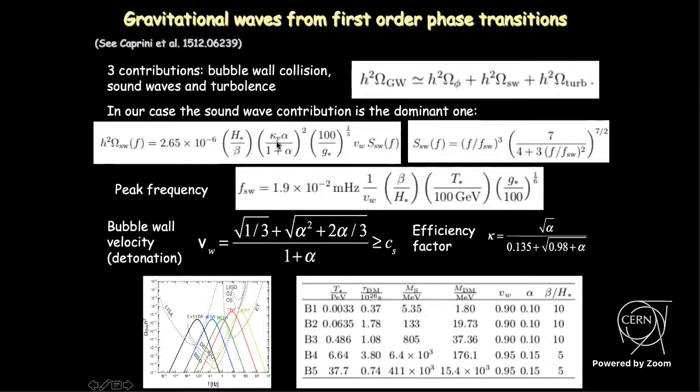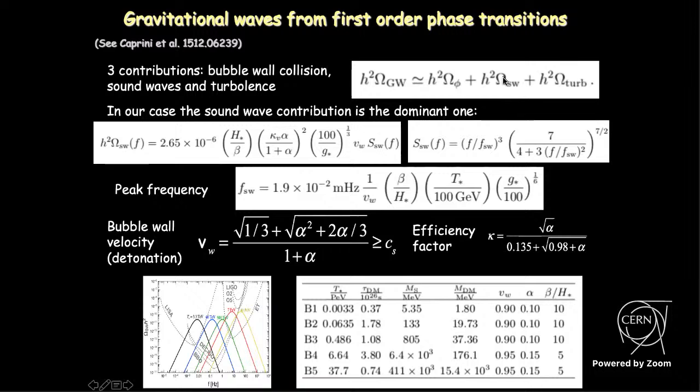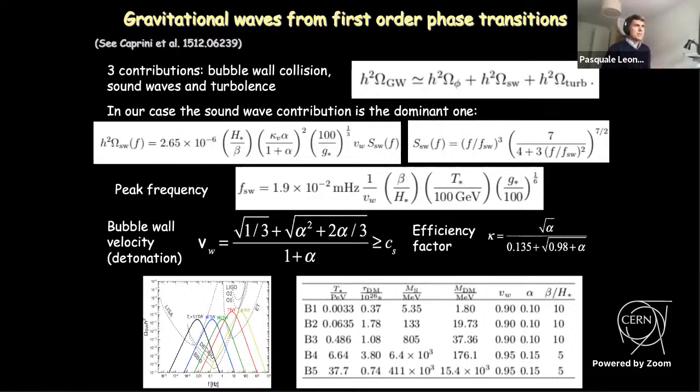Then you have to know the efficiency factor telling you how much of the energy goes into sound waves. By the way, there are typically three contributions to the spectrum, but in our case, the dominant one is given by the sound waves that are created when bubbles squeeze the plasma among them. And this efficiency factor also is the result of a numerical fit. Moreover, we use a so-called Jouguet solution, where the bubble wall depends only on alpha, while in a more sophisticated approach, it will also depend on the friction parameter. So when I show these plots, you should think these are an indication, and there are strong theoretical uncertainties. My results will be more like a proof in principle.